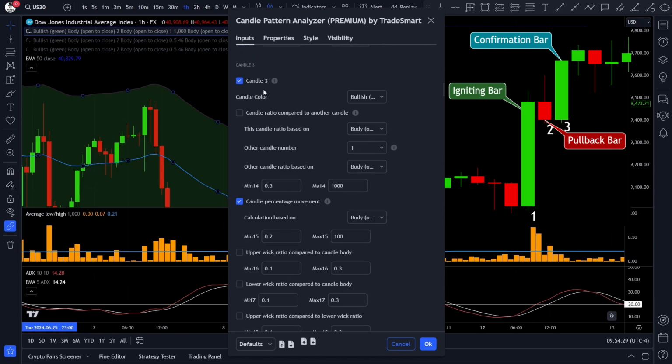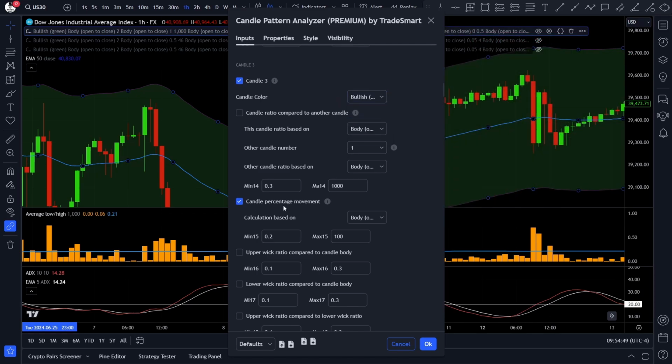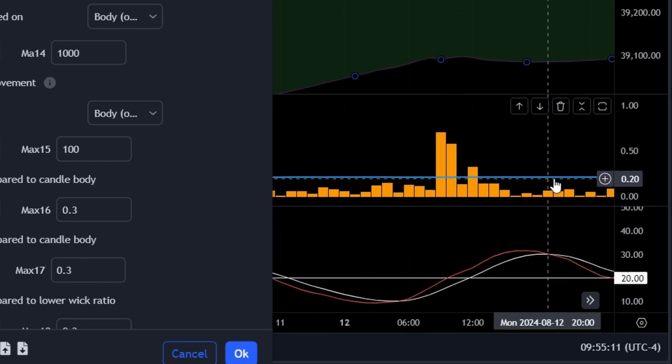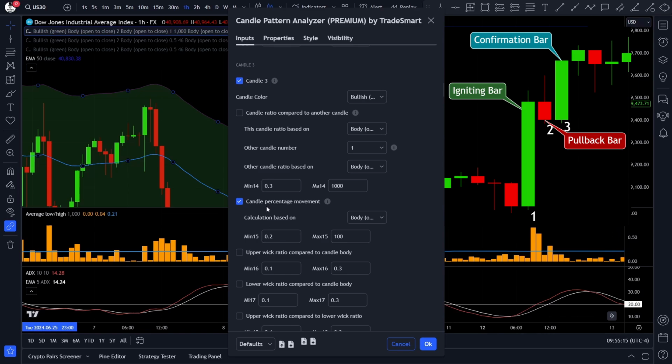Moving on, the last candle, or the first, depends on how you look at it, the igniting candle, which should be bullish or green, so I set it to green. And its height should be relatively big, so in this case I use the average candle height on the US30 1-hour chart, which is at 0.20. That's why its candle height is set to a minimum of 0.2% and the maximum to 100%, because it can be as big as it has to be.